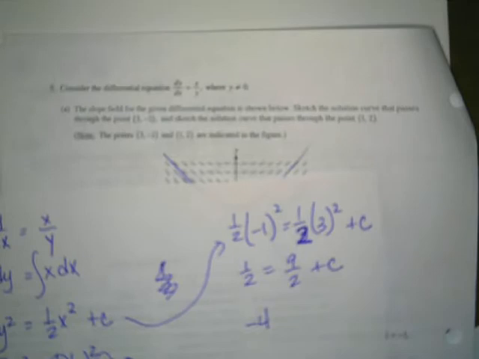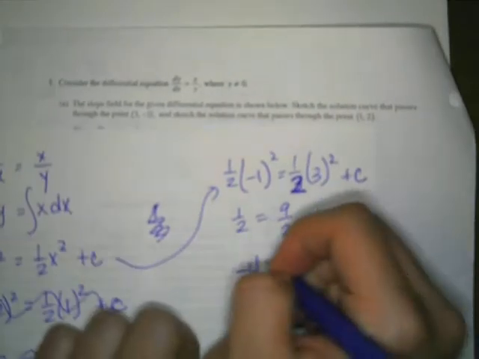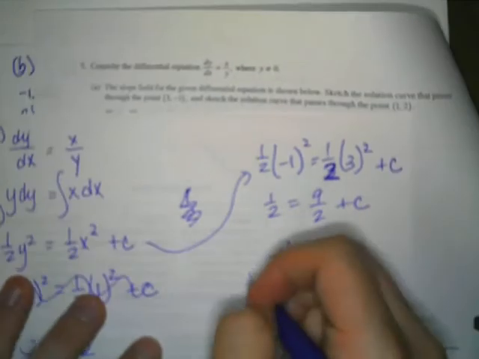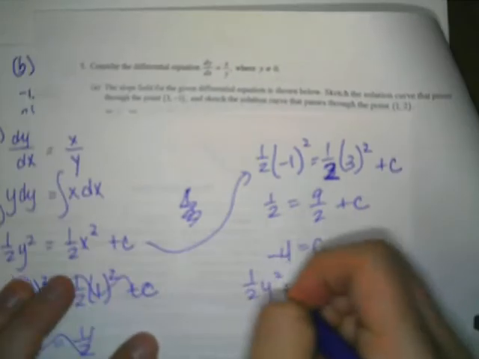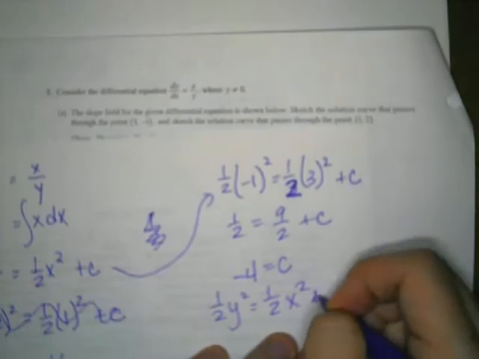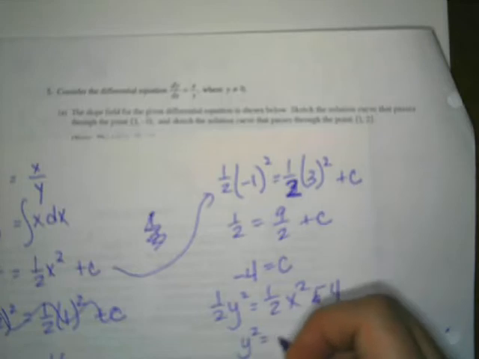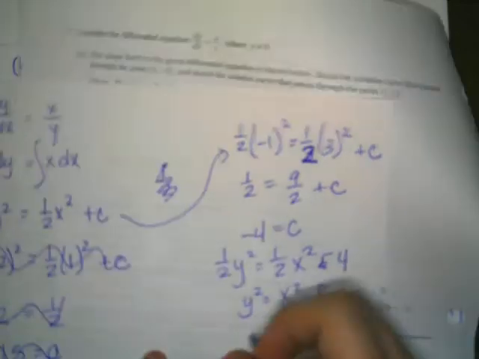Oh, let's see what they've done. Yeah, we can do it this way. So -4 equals your C, so you'd plug that back in. 1/2 y squared equals 1/2 x squared plus, or minus 4. Then you multiply everything by 2, and then take the square root.